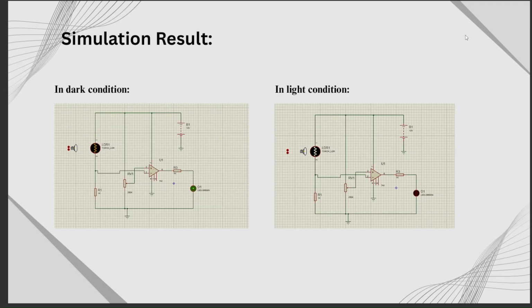Here are the simulation results. In light condition, the LDR resistance becomes low and the voltage at the comparator input crosses the reference and the LED turns on. In the dark condition, the LDR resistance becomes high. The voltage drops below the reference and the LED turns off. The simulation clearly shows the switching action and confirms that our design works exactly as expected.